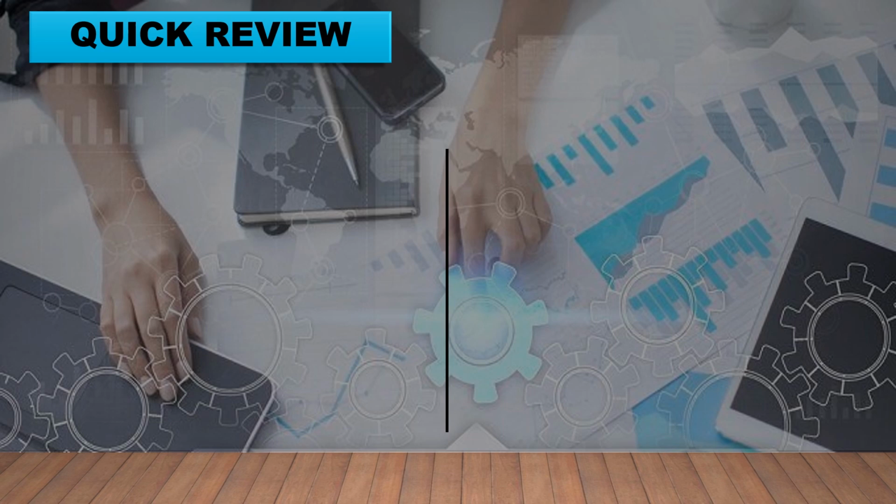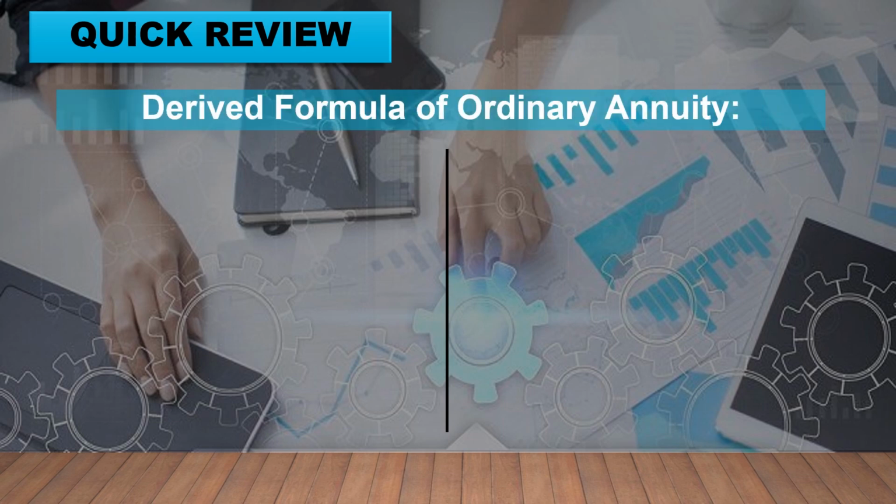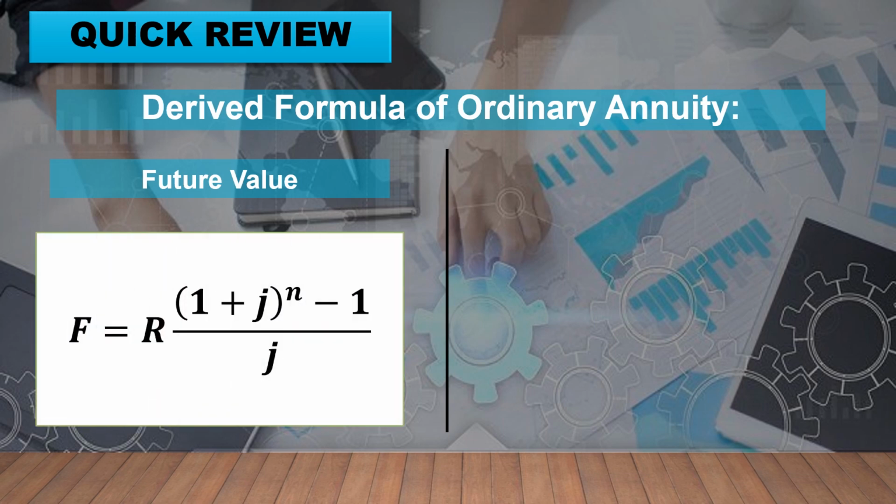Now next is about annuity. We have here the derived formula of ordinary annuity. The formula for future value is F is equal to R times the quantity 1 plus J, quantity raised to N minus 1, all over or divided by J, where F is the future value, R is the regular payment, J is the interest rate per period, and N is the number of payments.